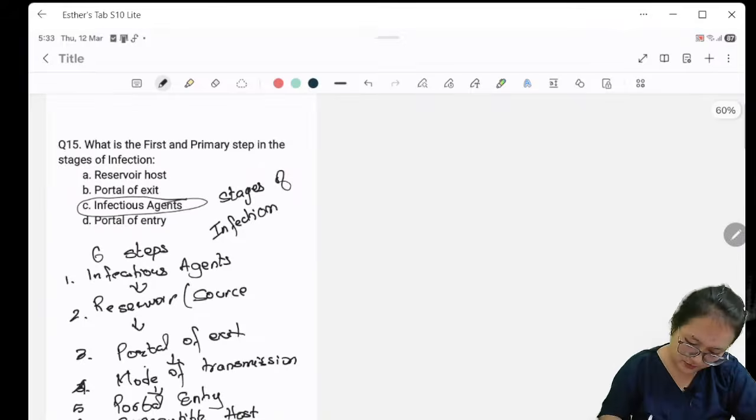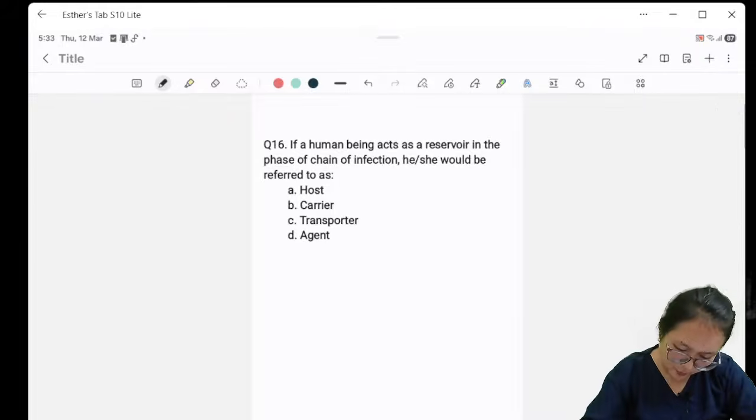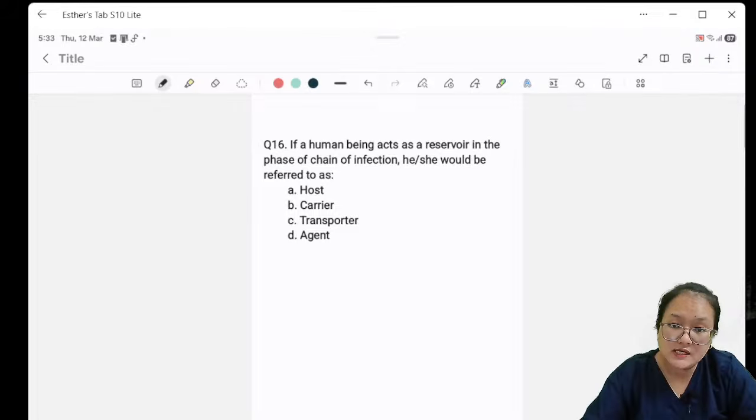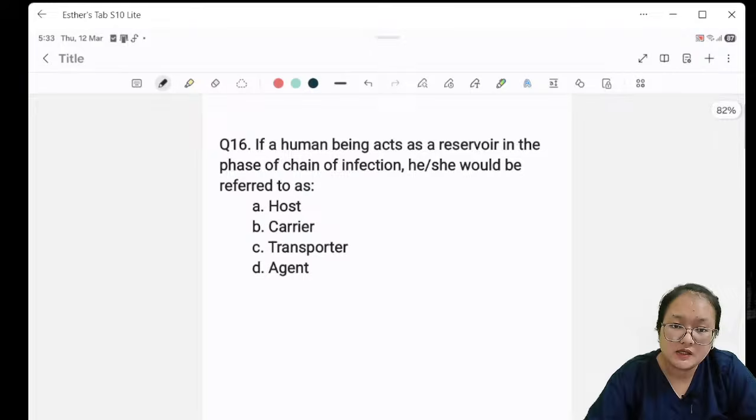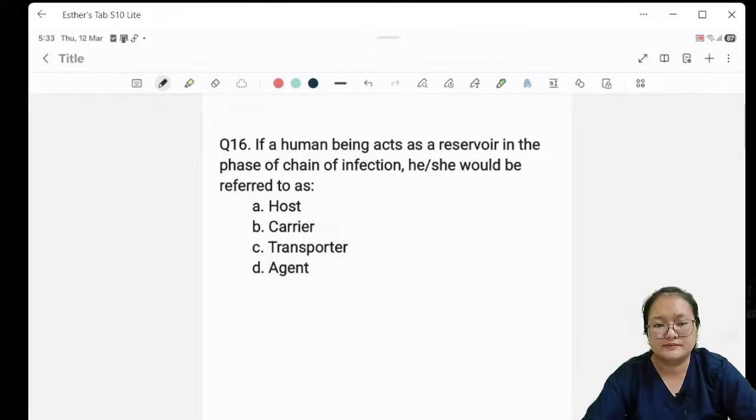Going to the next question: if a human being acts as a reservoir in the chain of infection, he or she will be referred to as: A is host, B is carrier, C is transporter, and D is agent.